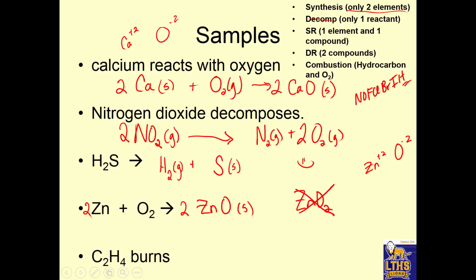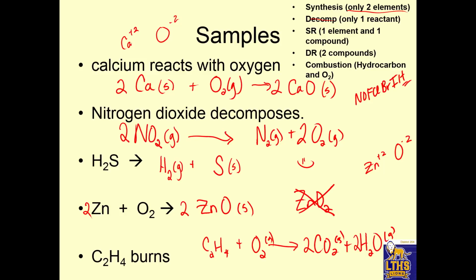C2H4 burns. That looks like combustion, because this is a hydrocarbon. So we need C2H4, and we need to make it burn, so we need oxygen. And we're always going to get carbon dioxide and water. And those are going to be gases. So then we would need to balance the equation. So we need 2 carbons over here, 2 carbons over there, 4 hydrogens, and then we have 2 plus 4 is 6 oxygens, so we put a 3 there.